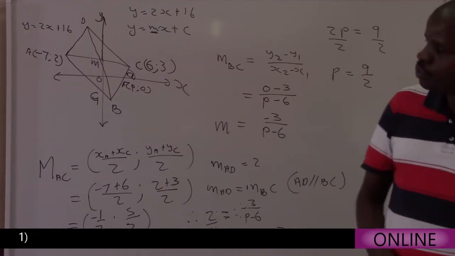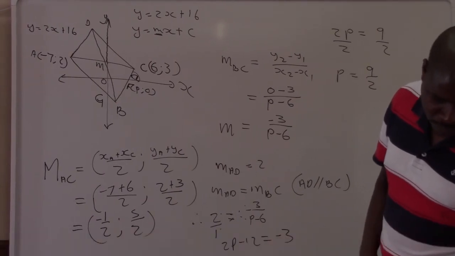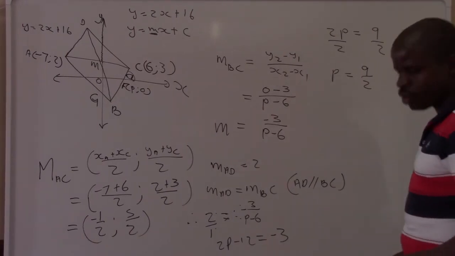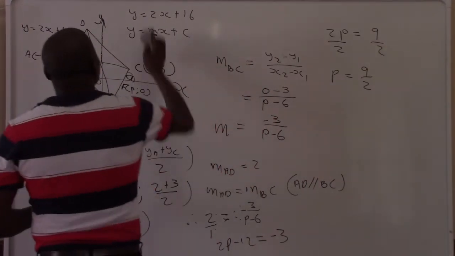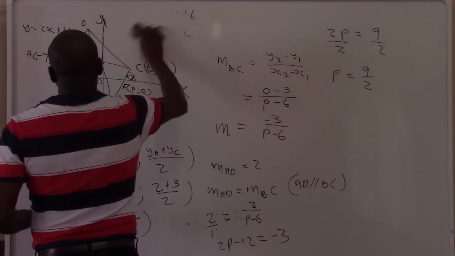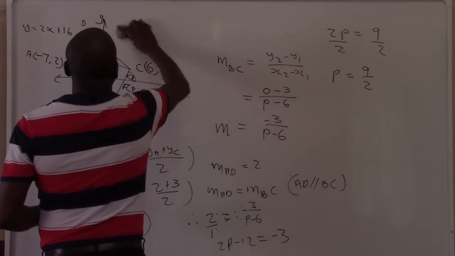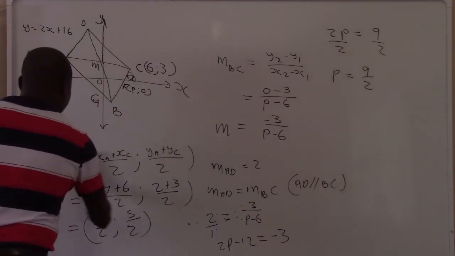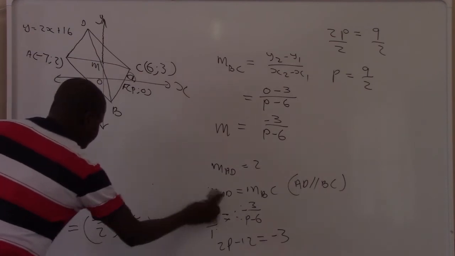And then now, the second question, 3.4. They say calculate the length of DB. 3.4, they're saying calculate the length of DB.